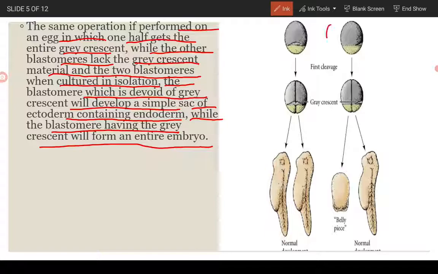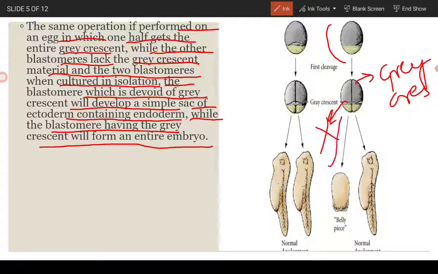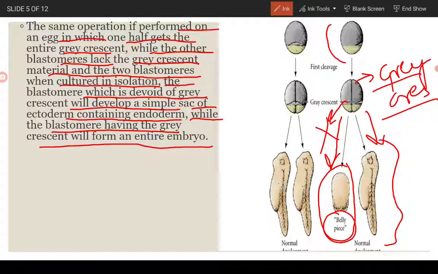So what this is saying is that if you surgically divide the embryo, one part has the gray crescent and this one has no gray crescent. The piece with no gray crescent will not be able to form a normal embryo or tadpole. It will form a belly piece with only endoderm tissues and no tadpole characteristics, while the piece with the gray crescent will form a normal tadpole and normal development. So this was the experiment of Spemann and Roux.